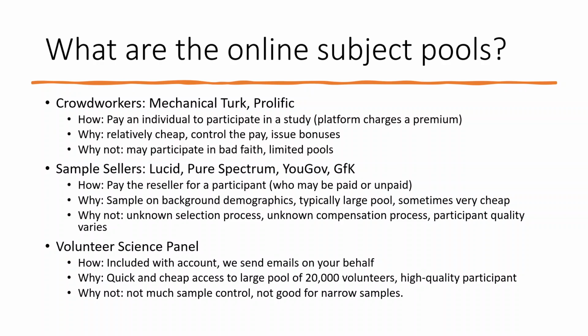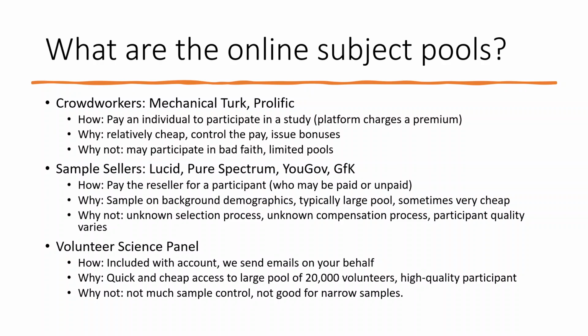What makes crowdworking specific is that you're paying an individual to participate in your study. So you're saying, I'm going to give you $5 to take this survey, and you pay them $5 when they finish. Then Mechanical Turk or Prolific will charge a premium on top of that. I think Mechanical Turk is between 20 and 40%, depending on how you do the recruitment. So you pay $1 for a subject, and Mechanical Turk is going to take 20 cents or 40 cents. I forgot what Prolific's premium is.